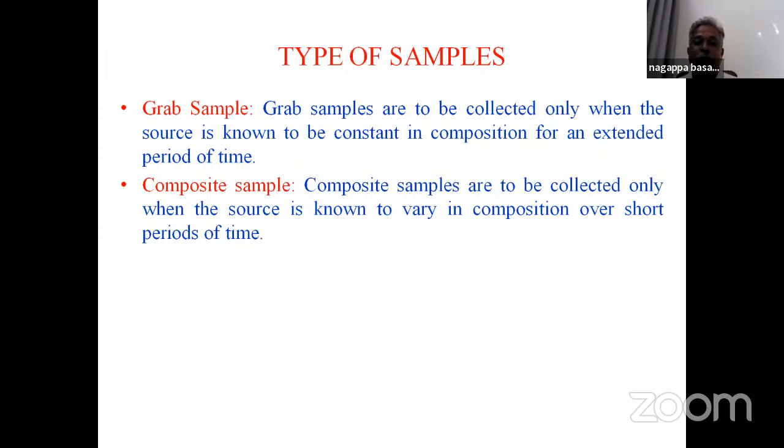Every month we are collecting, we know the source. To know the variation of the concentration, we have to collect the sample at a given time, at a given place, and a given person has to collect the sample. That is called a grab sample.